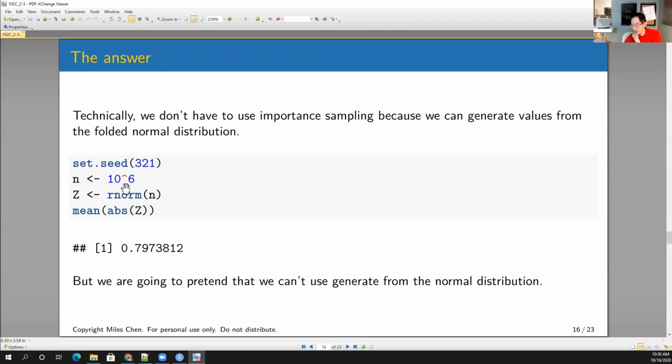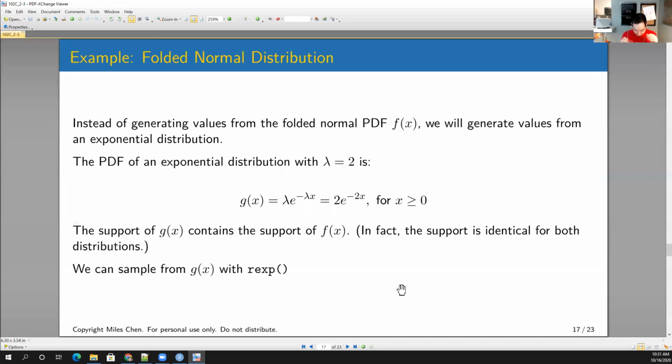But again, we're going to pretend like we can't generate from the normal distribution. And again, all of these examples are a little bit silly because we're going to say we can't generate from this thing, but we are able to generate from this other distribution. So in this case, we're going to generate values from the exponential distribution, right?